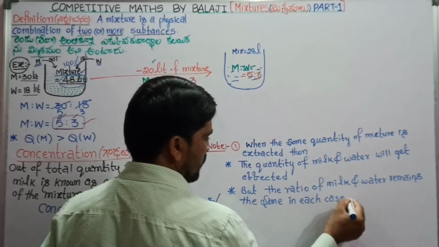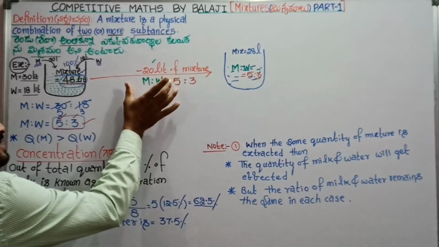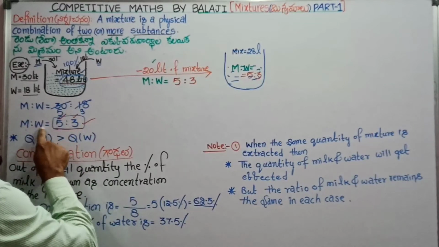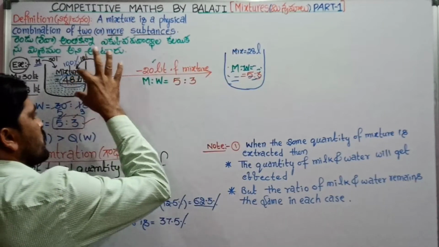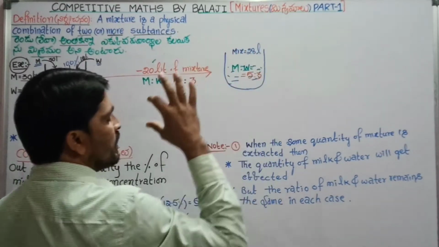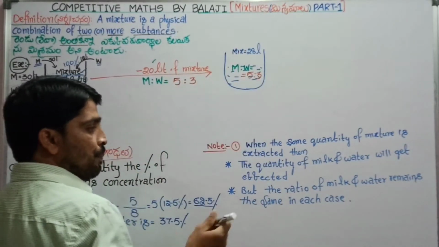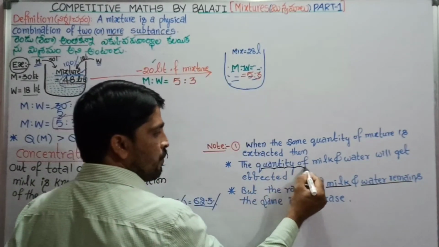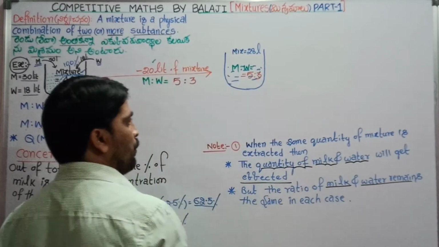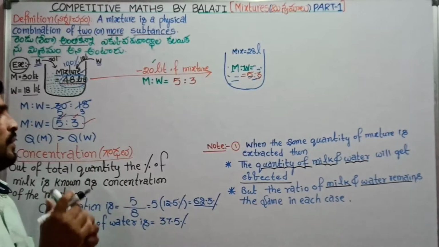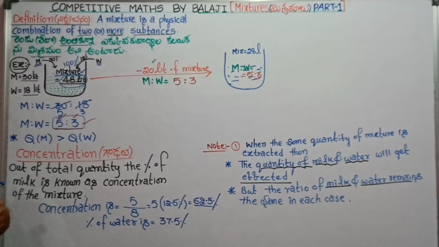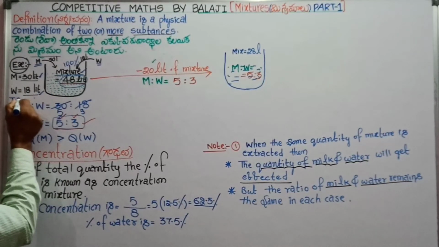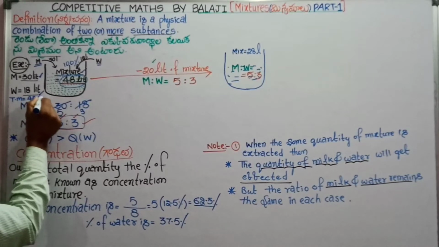When we remove some quantity of mixture from the vessel, the ratio of milk to water remains the same in each case: initial, the extracted case, and the remaining case. But what is the parameter that would be changed here? The quantity of milk and water will get affected, but the ratio will not. So let us suppose the quantity of milk initially is 30 liters, the quantity of water is 18 liters, so the total mixture quantity is 48 liters.